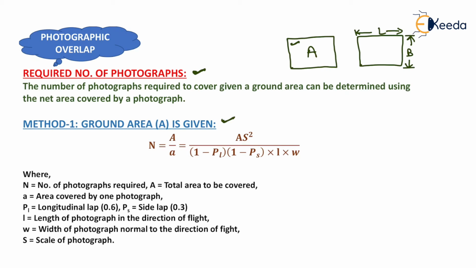Now according to the first method, when ground area A is given, we use the formula: N = A S squared upon (1 minus PL) into (1 minus PS) into L into W. Here A is the area given, S is the scale of photograph, PL is the longitudinal overlap equal to 0.6, PS is the side overlap equal to 0.3. L is the length of photograph in the direction of flight, and W is the width of photograph normal to the direction of flight. By this method, we can compute the number of photographs when the ground area A is given, and always remember that you have to round off this value up to the next integer value.